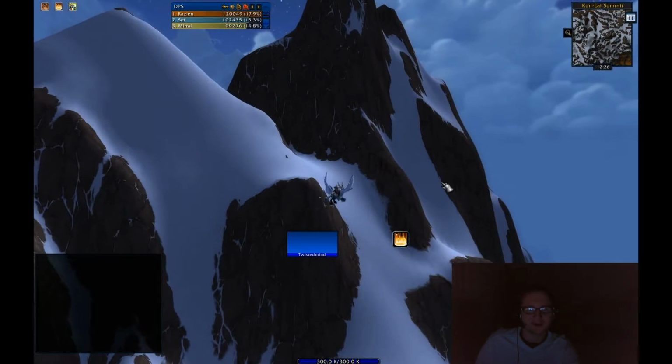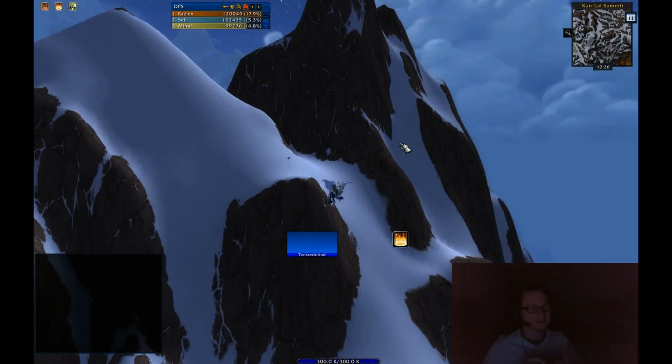Okay, hey guys. So first things first about that title. I finally got around to packaging up my UI and putting it up for download on WoW Interface.